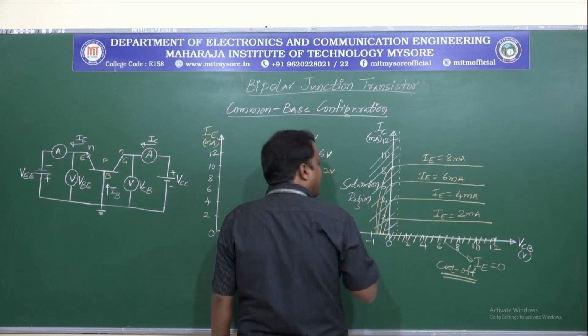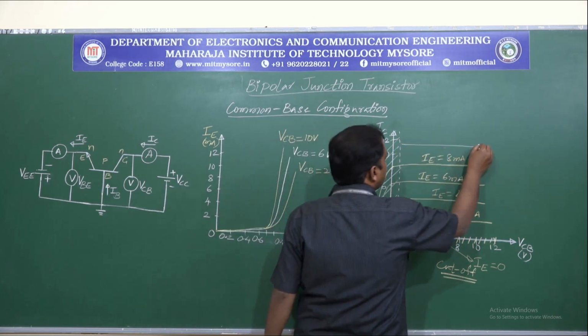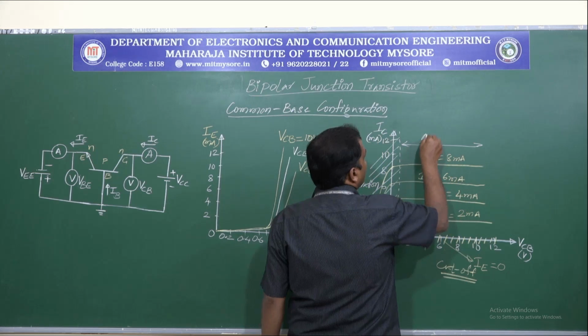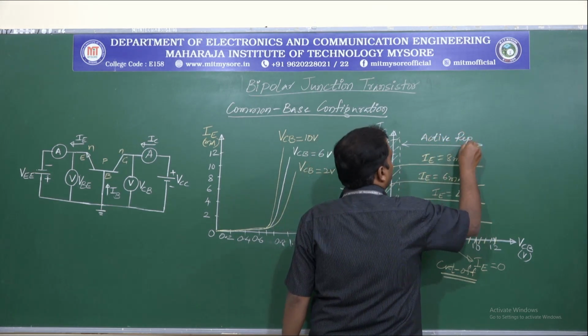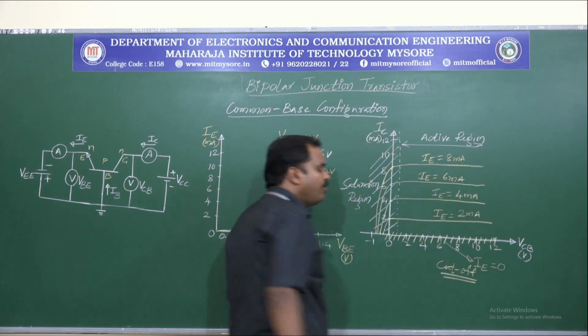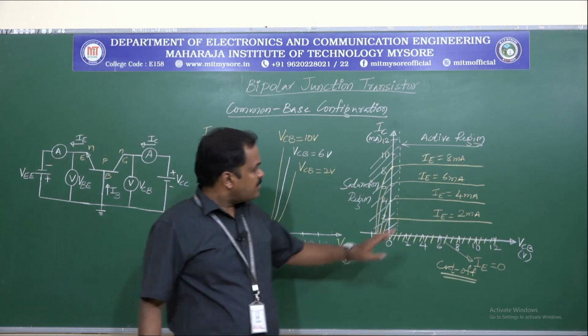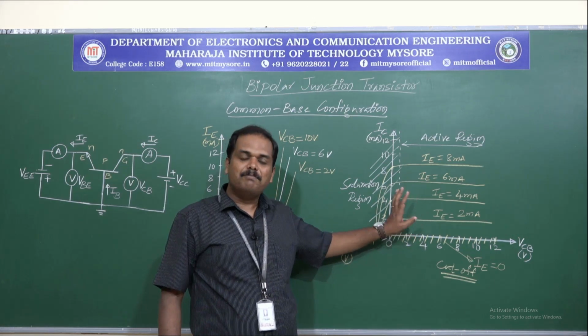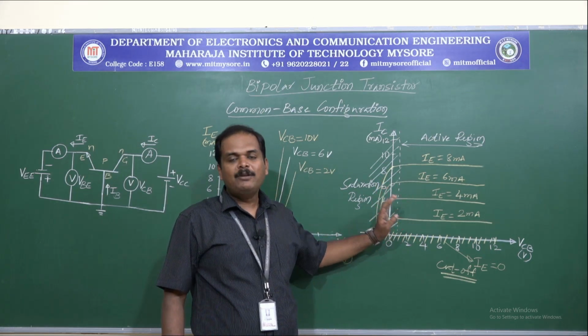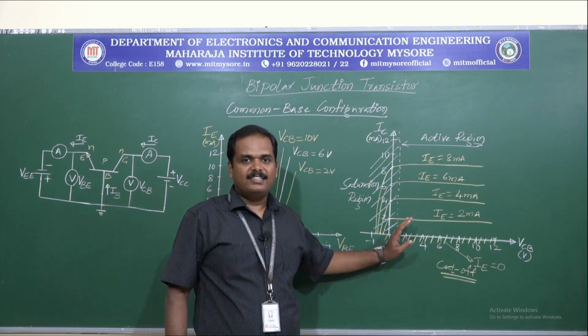This is called the saturation region, and beyond this region we will call it the active region. So this is how we plot the output characteristics of BJT in common base configuration.